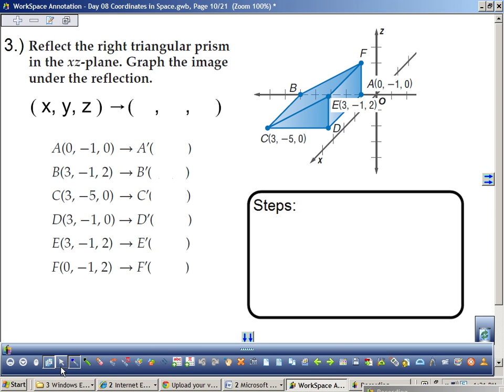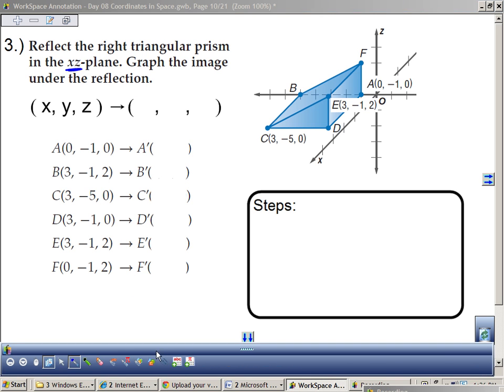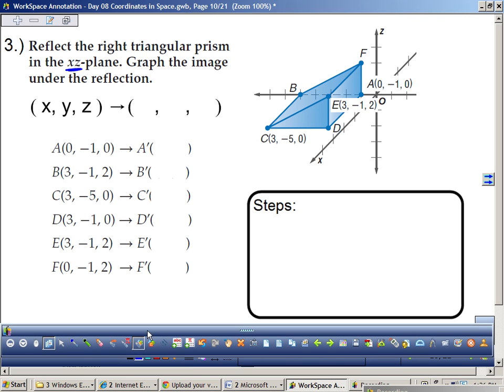Okay. Here is the big one. Reflect the right triangular prism in the XZ plane. Graph the image under the reflection. The XZ plane, okay. Promise no laughing, right?